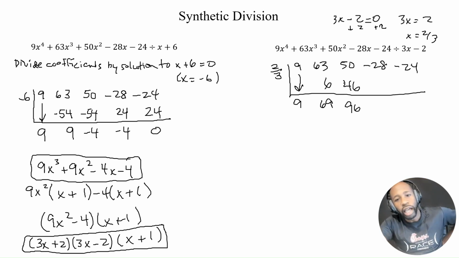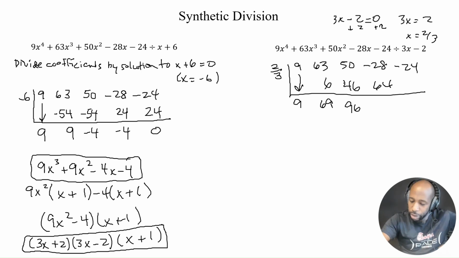Okay. 96 times 2/3. I know that 96 divided by 3 is 32. 32 times 2 is 64. So this should be 64. I guess I don't necessarily need a calculator.